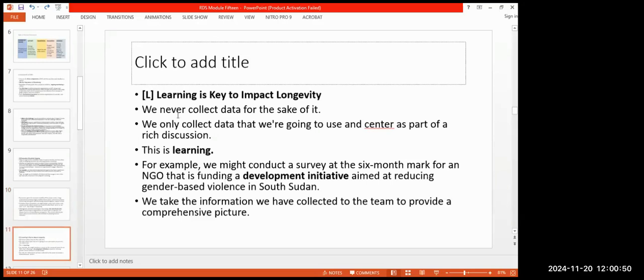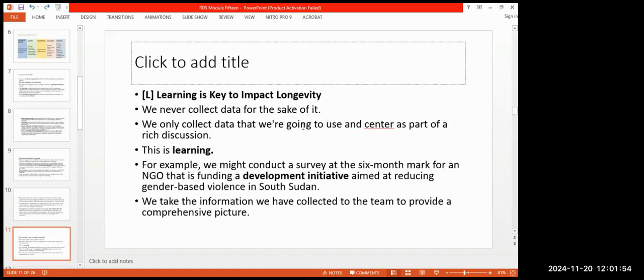Of course, the last part is the L, which is learning. And learning is key to impact longevity, which speaks directly to sustainability. By collecting data, either through monitoring or evaluation, we assume that that data, both from monitoring and evaluation, is important, and it forms the discussion that must take place at the different levels. It can take place at the beneficiary level, if you are involved in participatory approaches. It can also take place at the team level within the program.